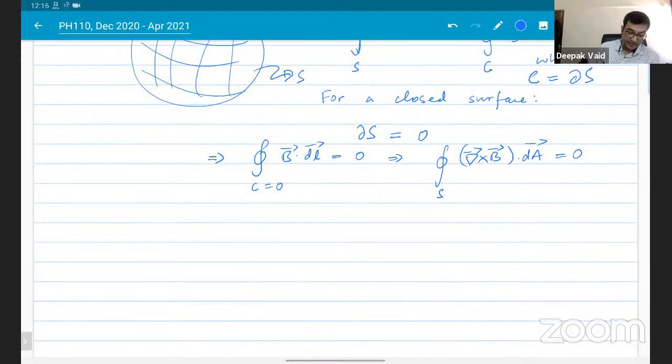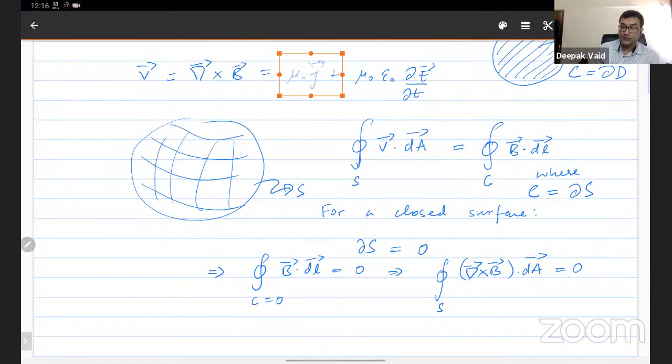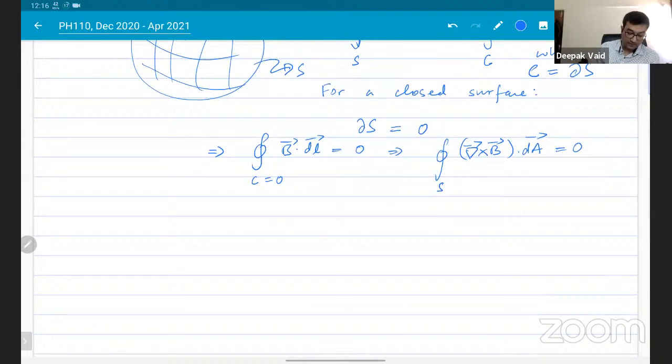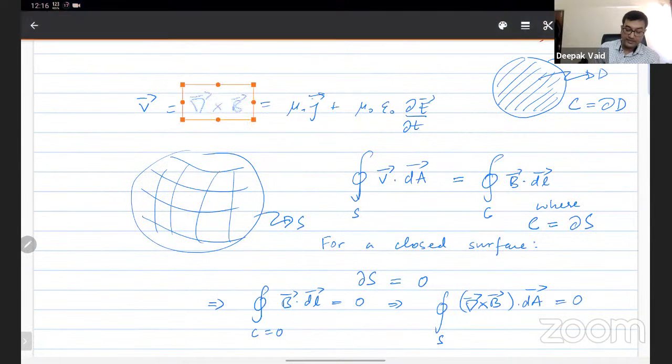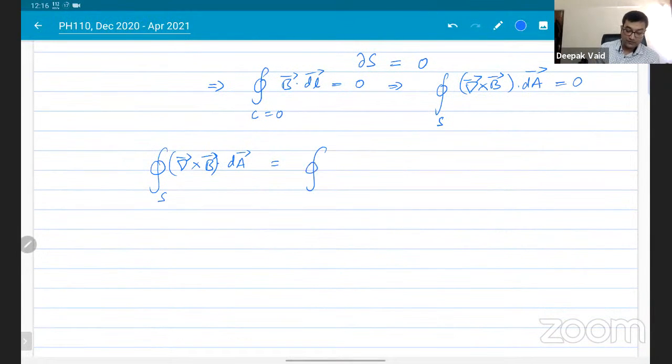If you look at the right hand side, let's just look at the current term, mu times J. When I take the flux of this quantity through the surface, that is the same as taking the flux of this quantity through the surface. So this is equal to the integral of mu naught J plus mu naught epsilon dE by dt through the surface.